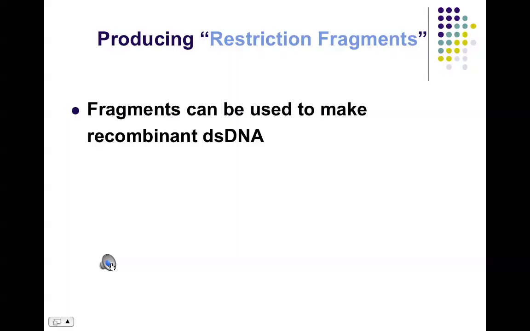And of course, one of the things that we can do with many of these fragments is to make recombinant double-stranded DNA. Remember, recombinant double-stranded DNA, or recombinant DNA, or rDNA, are pieces of double-stranded DNA from two different sources that are spliced together.